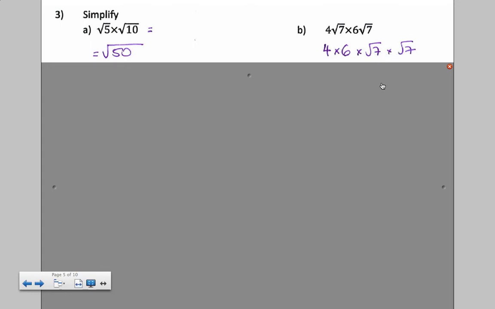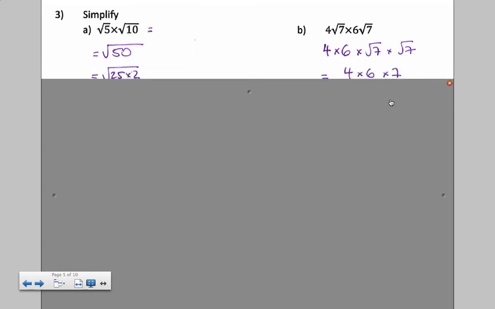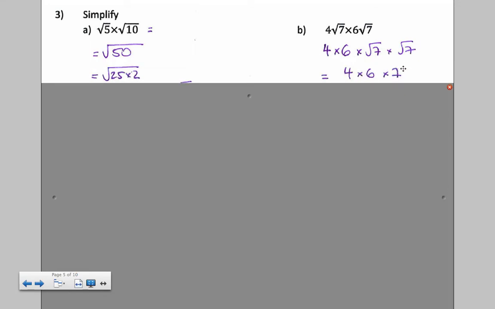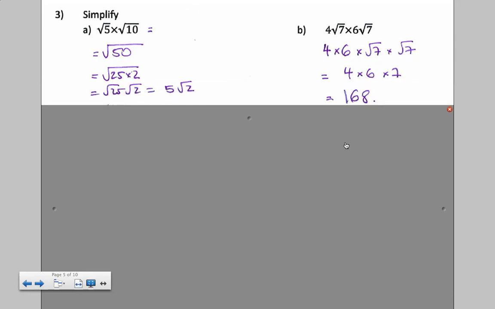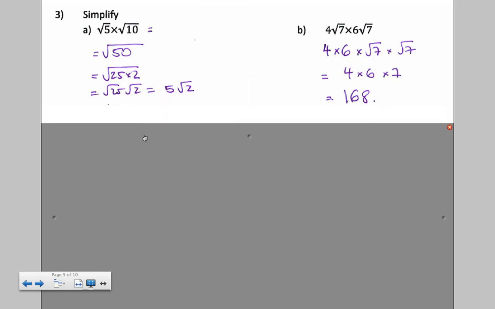A root multiplied by itself, a surd multiplied by itself, is always the number inside the surd. So root 7 times root 7 is 7. You can think of it as root 49, which is 7. All right, so on this side we get root 50, which then can be simplified further by the usual process, and here we get 168.